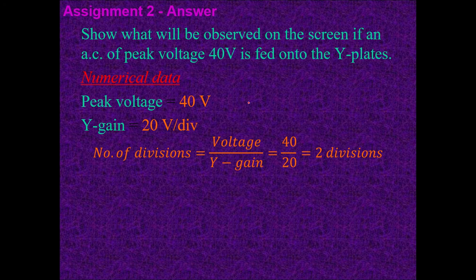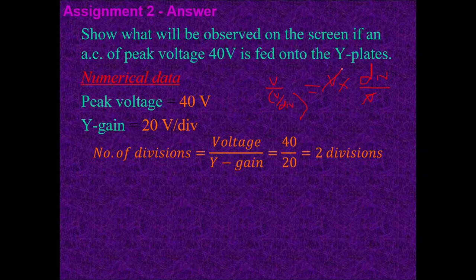Notice that the volts and volts will cancel out, because you'll have to get the reciprocal of the 20 volts per division. I believe you know how that happens, because if I have V divided by, in brackets, V divided by division, this results in V multiplied by division divided by voltage. So this V and that V will cancel out, and you remain with division. So that's why we have two divisions.